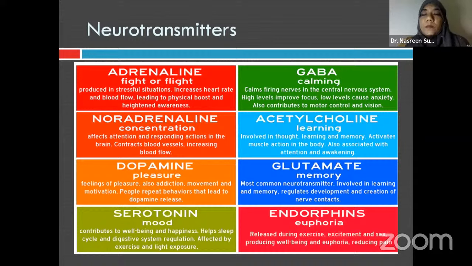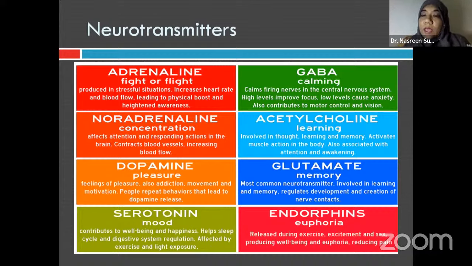Next is your GABA. Now GABA is an inhibitory neurotransmitter where it is going to produce a calming effect on your brain. So whenever anyone is anxious or hyper, at that time this GABA is going to help you in calming down. That you will be studying in pharmacology anyways.